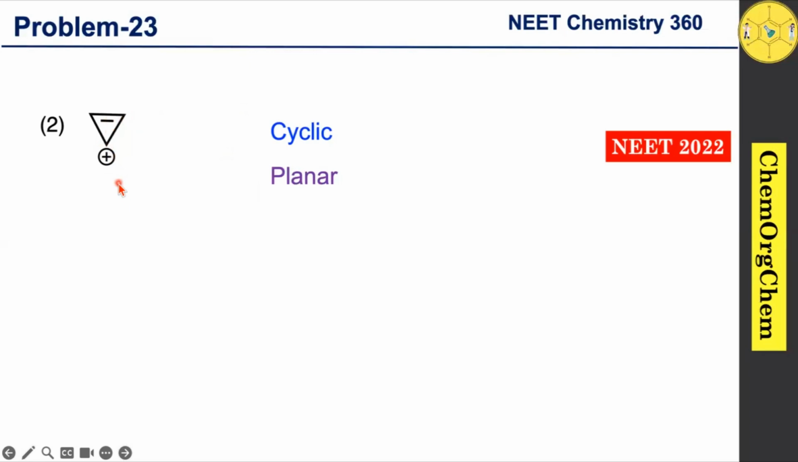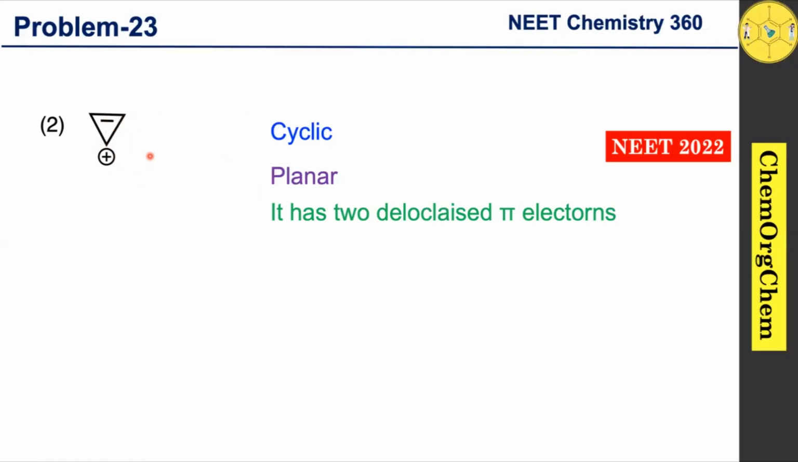Next, moving on, is this compound conjugated or not? We have a double bond which contains 2 pi electrons, and a positive charge, indicating a vacant p orbital on the carbon atom with the positive charge. This vacant p orbital can participate in resonance with the pi electrons of the double bond, creating a conjugated system. Therefore this is fully conjugated. It has two delocalized pi electrons.